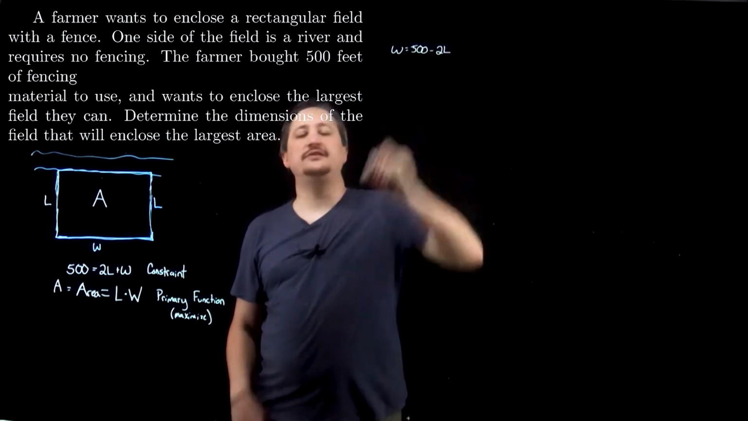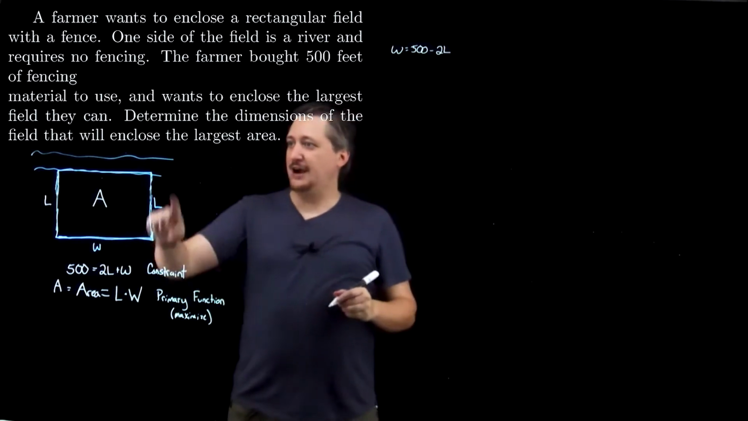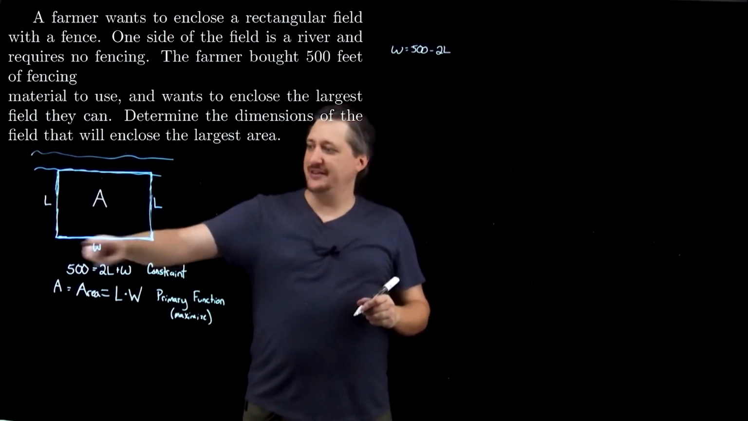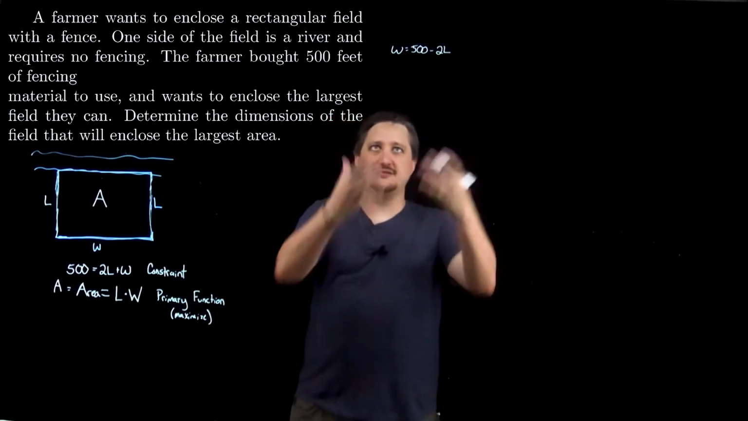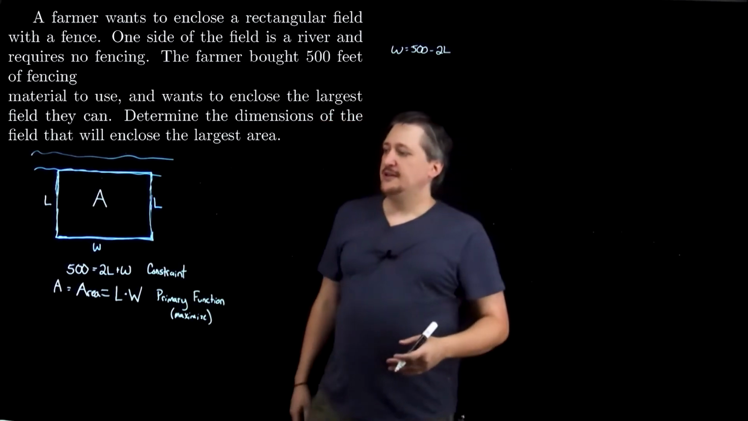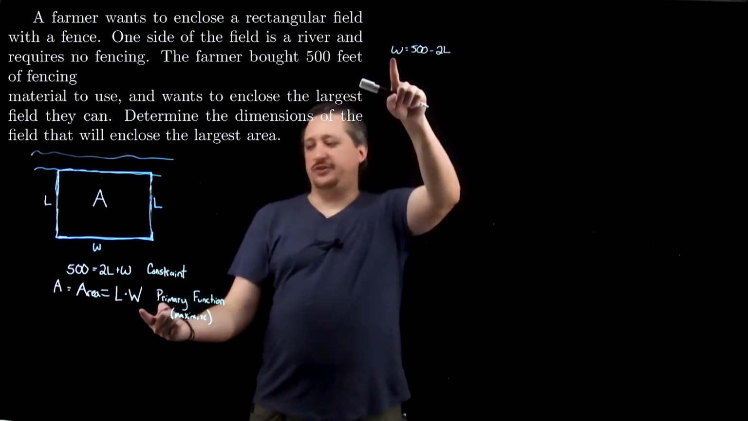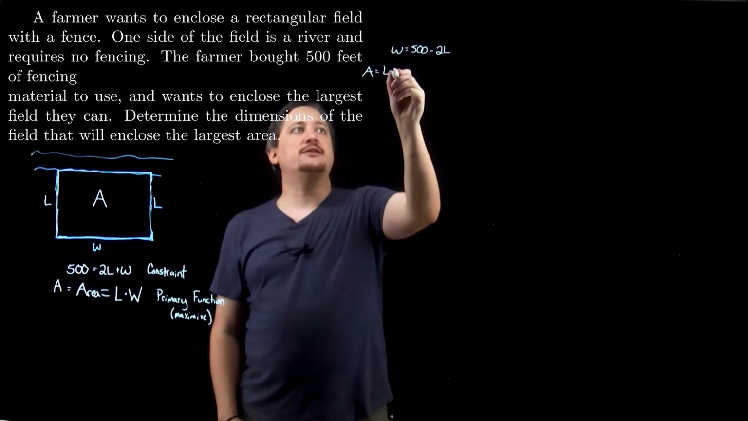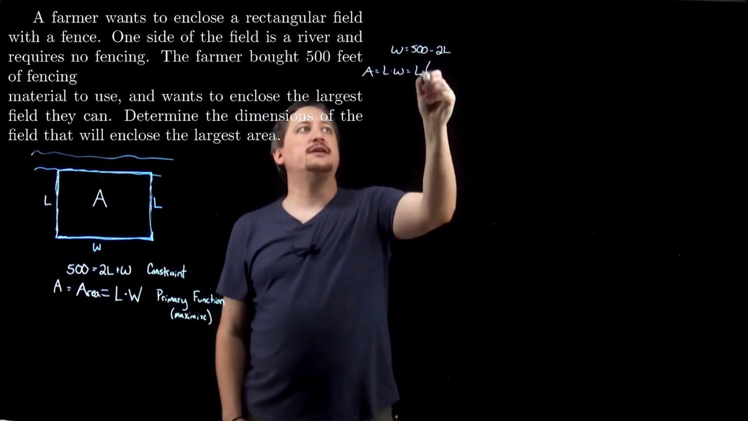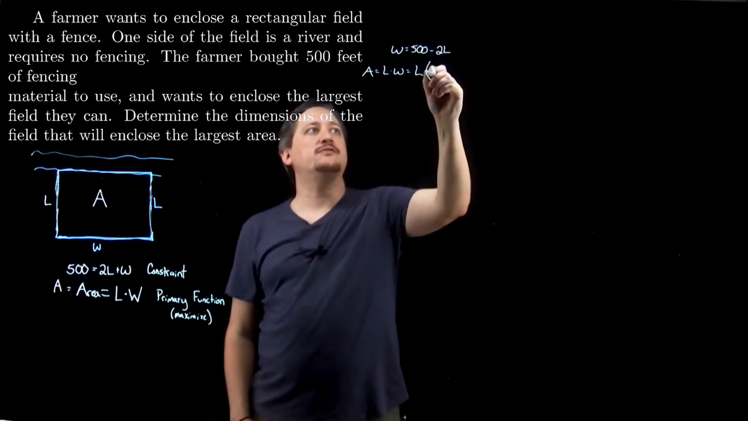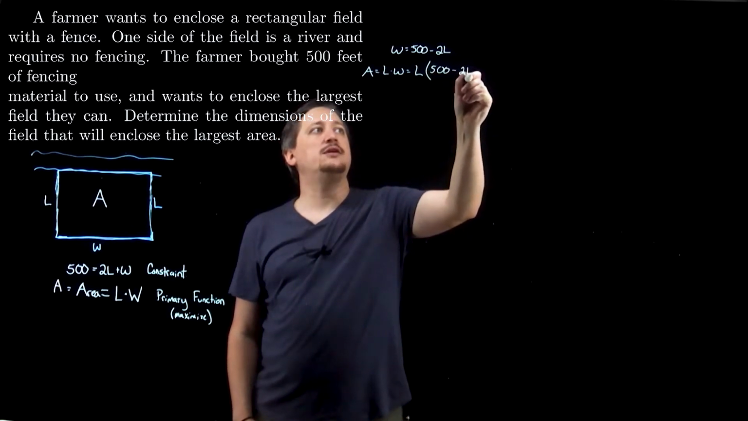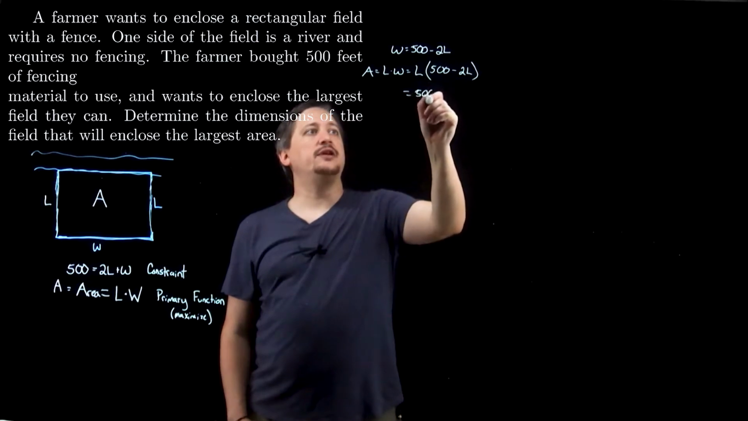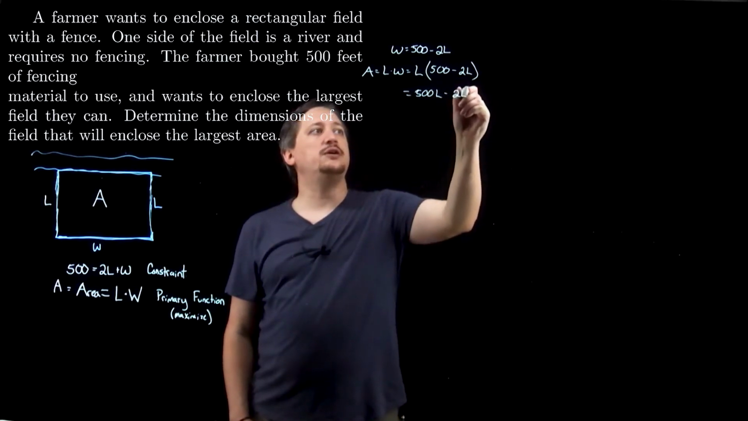And this makes sense, right? Because however much of the 500 feet of fencing I have, if I take away the parts that I use on these two edges, that's exactly what's left over. So this geometrically makes perfect sense. Then I can substitute what W is into my area equation. So my area, which is normally length times width, I can write as length times 500 minus 2L. And then distributing my L, I get 500L minus 2L squared.